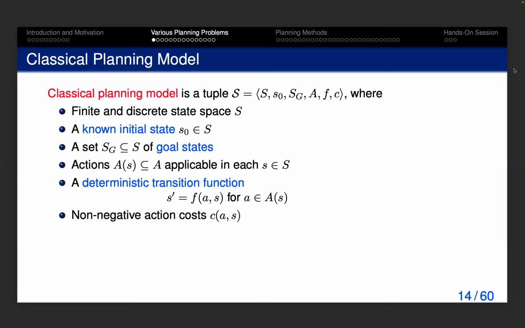You have a deterministic transition function that will take you from a state and an applicable action to a new state S prime. And you also have non-negative action costs that are associated with the action and the state. Now, what is the solution? The solution is a sequence of applicable actions that maps you from the initial state S0 to the goal state.